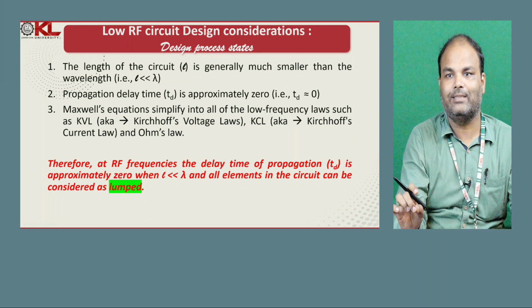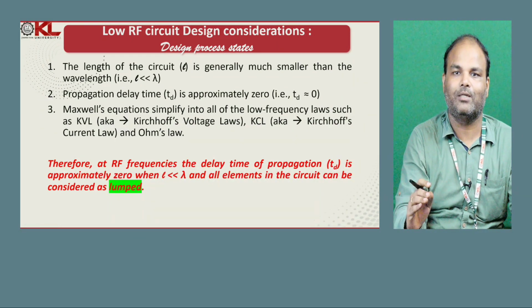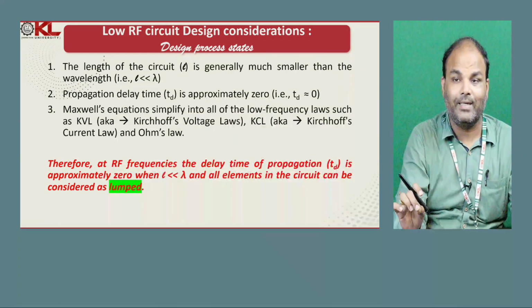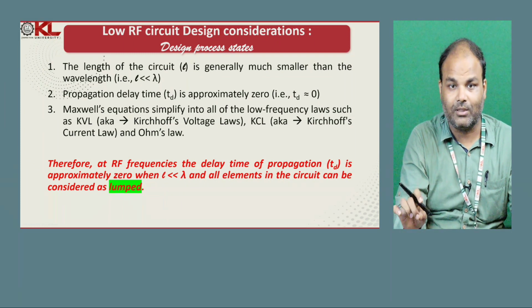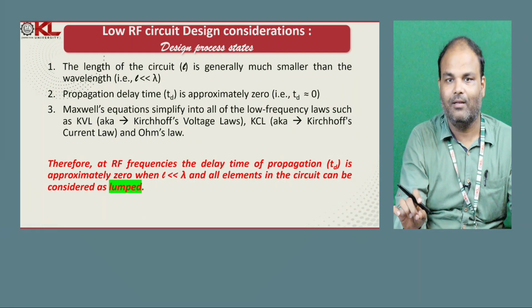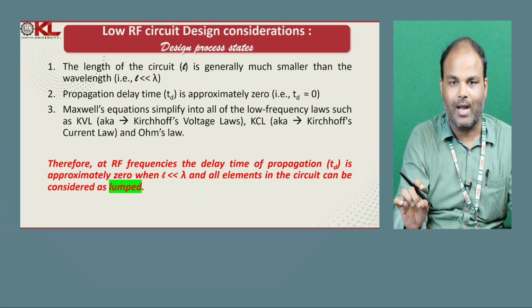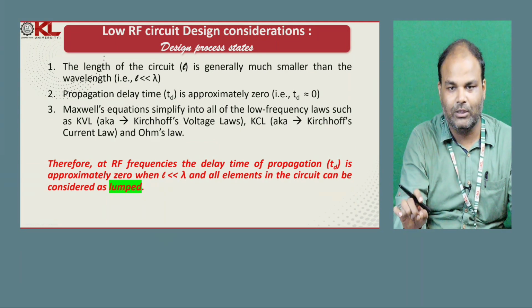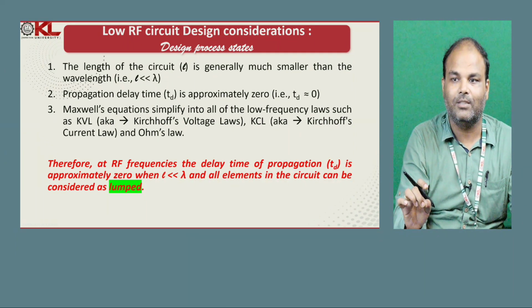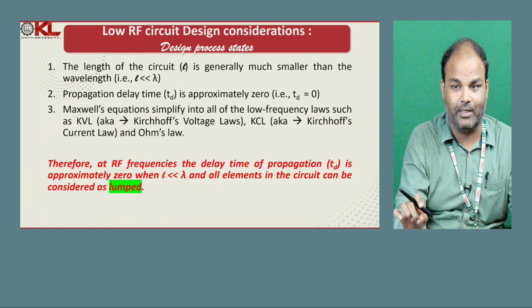Propagation delay time is approximately 0, meaning if you are sending and receiving a signal, the time approximately goes to 0. Practically we can't say that it is equal to 0. Maxwell's equations simplify into the low frequency laws such as KVL, KCL, and Ohm's law. Therefore at RF frequencies the propagation delay is approximately 0 when L is much less than lambda, and all elements in the circuit can be considered lumped elements. What is lambda? Lambda is the wavelength.